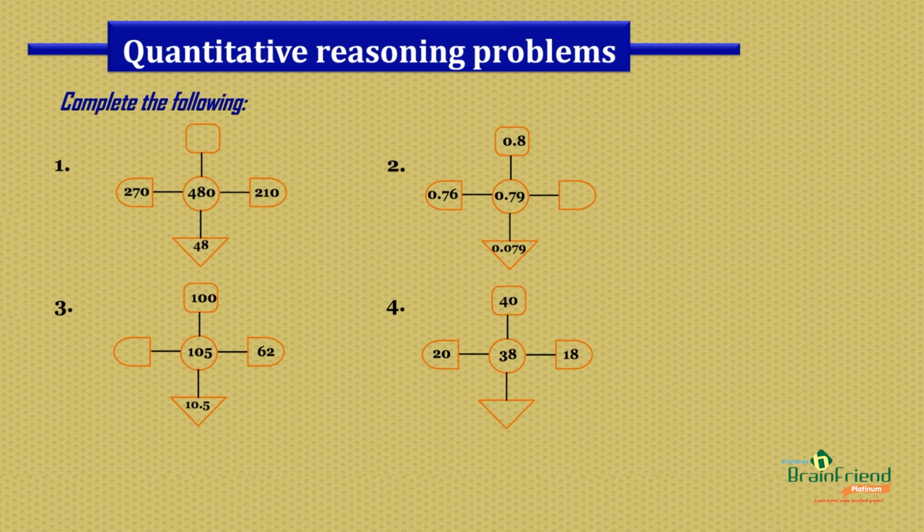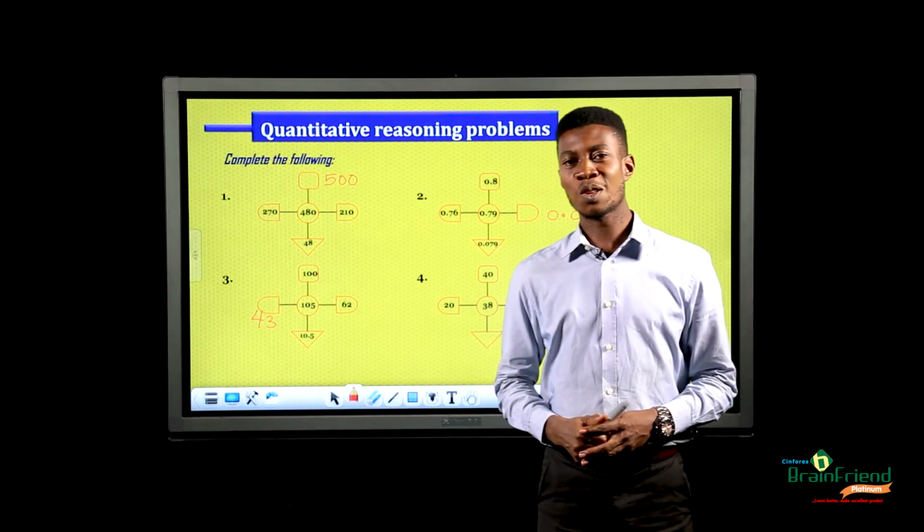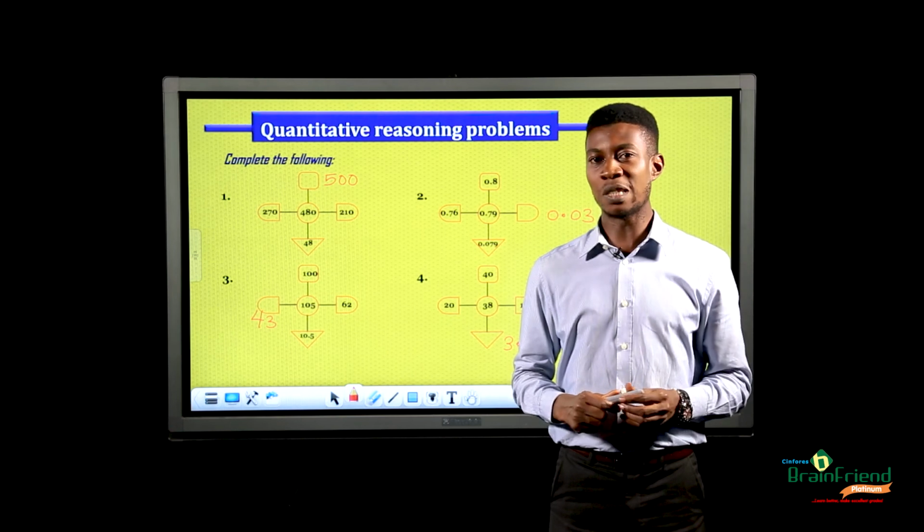The correct answer to question 1 is 500. For question 2, the correct answer is 0.03. For question 3, the correct answer here is 43. And for the last question, question 4, the correct answer is 3.8. With these exercises, we have almost come to the end of this lesson.